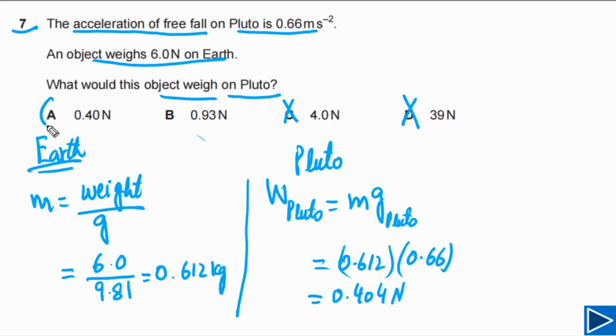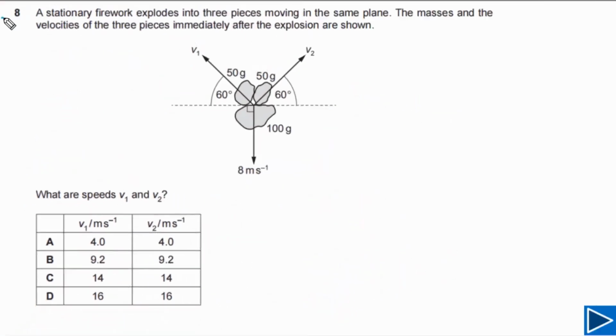So the answer for this question is A. For question number 8, it is given to us a stationary firework explodes into 3 pieces moving in the same plane. The masses and velocities of the 3 pieces just after the explosion are shown in this figure.